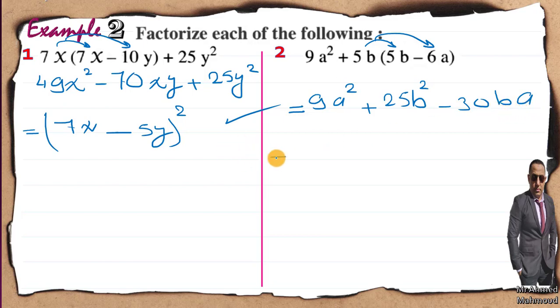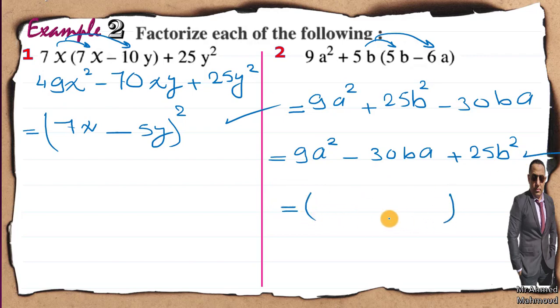So I'm going to arrange according to a. 9a power of 2 minus 30ba plus 25b power of 2. 9, its root is 3, 25, its root is 5, so this is a perfect square, because 2 times 3 times 5 equals 30. It's okay, perfect square. So I'm going to factorize, open bracket power of 2, minus in between, because this is minus, root the first equals 3a, root the third equals 5b, and this is its factorization.